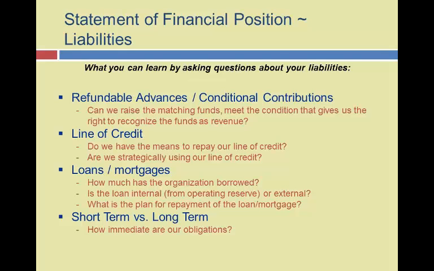The liabilities section will also tell us whether we have a loan or mortgage principal owed, and it will tell us how much the organization has borrowed. It will say whether the loan is internal from the operating reserves or whether it's an external loan. And it might prompt a board member to ask, what is the plan for repaying that loan or mortgage? Again, the liabilities section will determine what portion of our liabilities are short-term versus long-term.